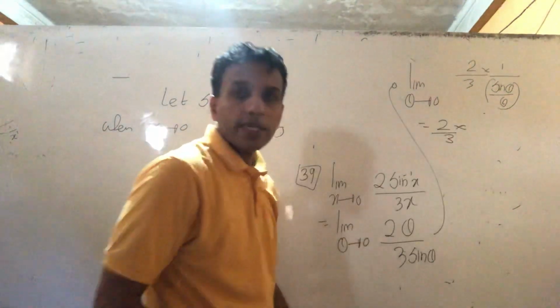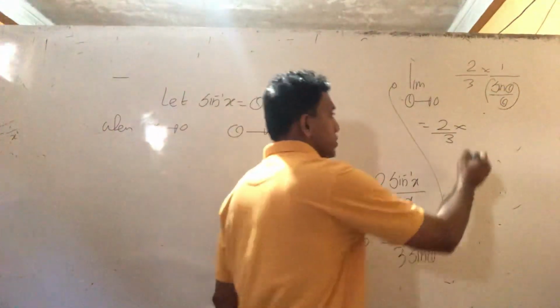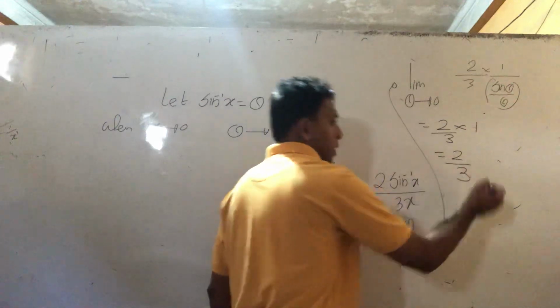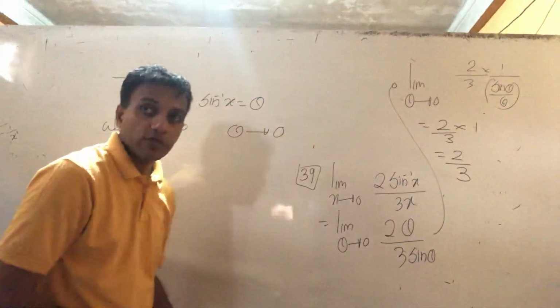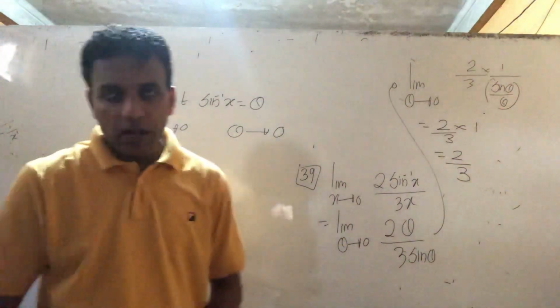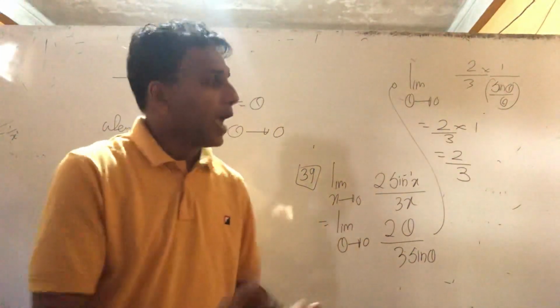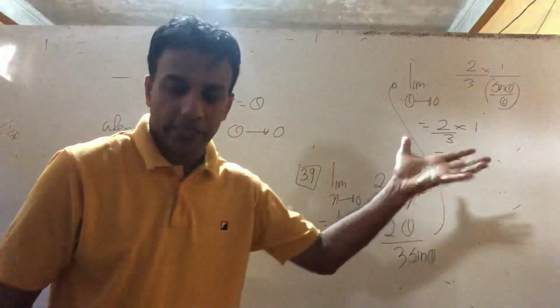Sine theta over theta is 1, therefore totally the answer is 1/3. This is the idea: when an inverse comes, you change to some theta form and you can go through the ordinary pattern.